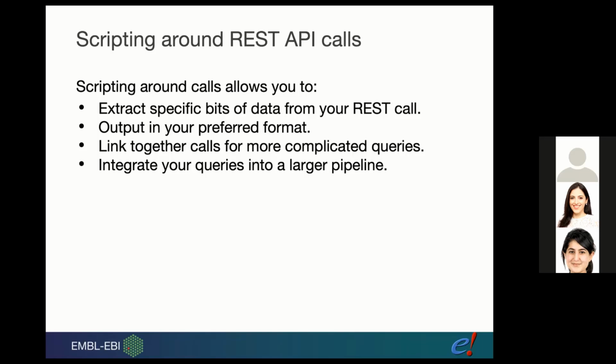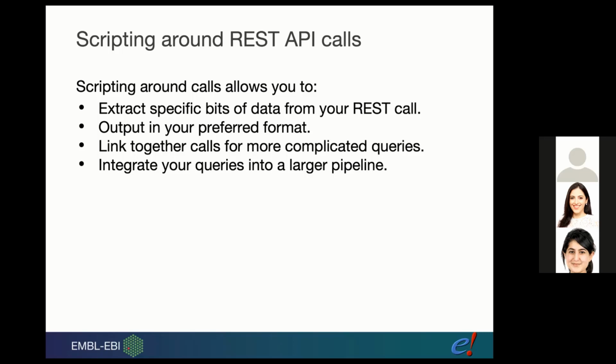So basically, scripting out REST API calls allows you to extract specific bits of data from your REST call. Yet again, often you get lots and lots of information and you might be interested only in specific data points. It allows you to output the results in your preferred format, so you can manipulate and modify the output. You can specify whether you want the output as FASTA format, for example, or simple text, and so forth. You can also print your output customised.